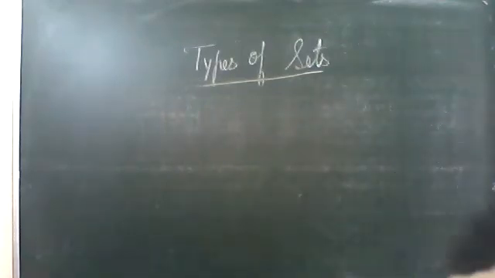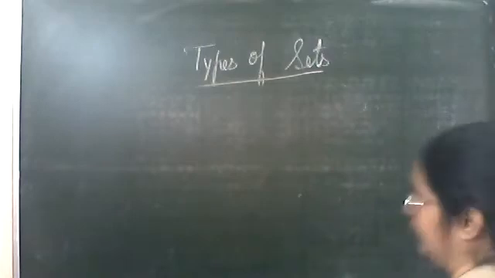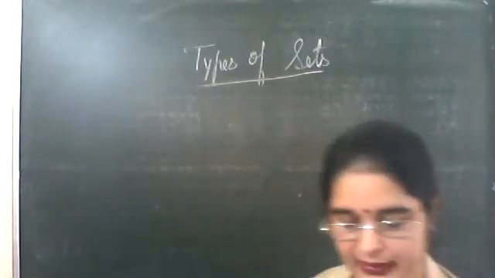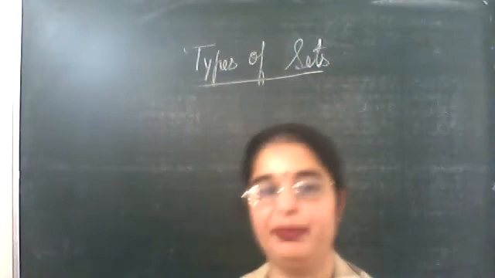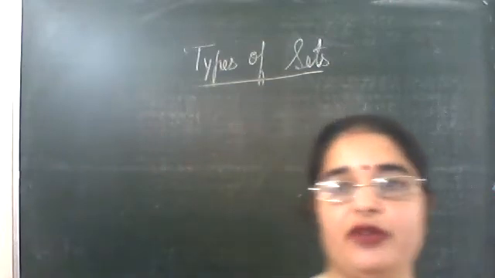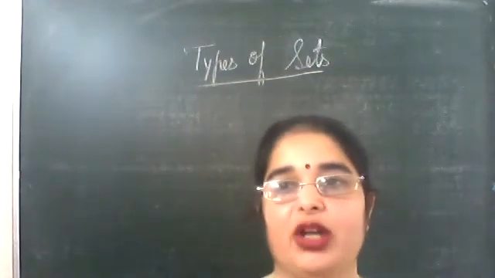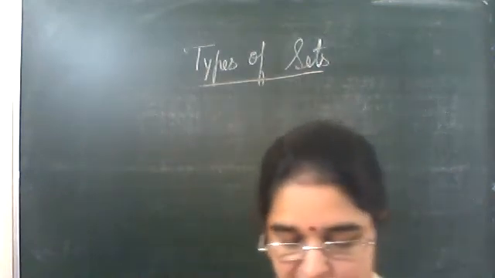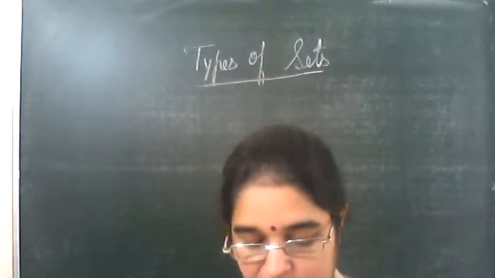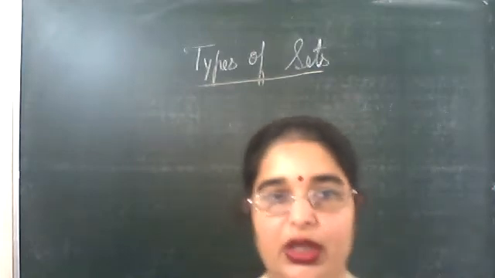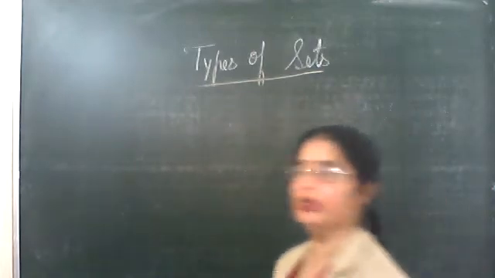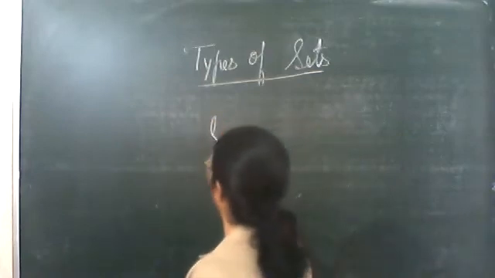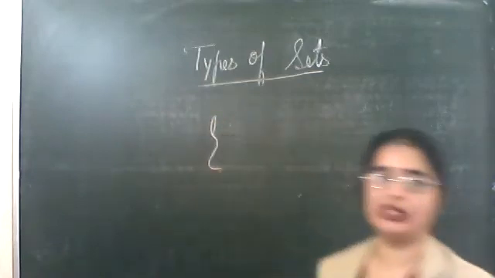So your second exercise, your first question is: which of the following are examples of null set? Clear? First part is the set of odd natural numbers divisible by 2.